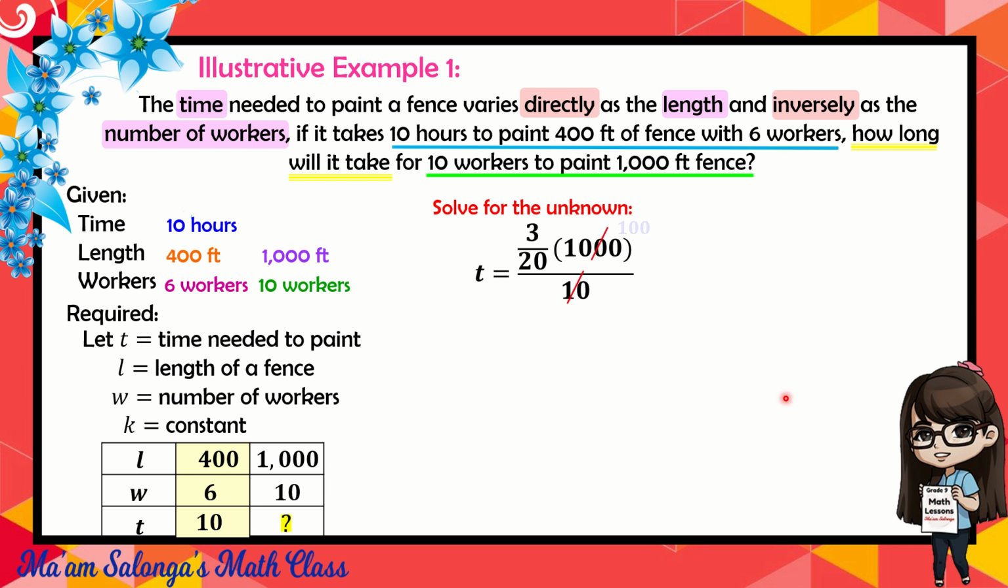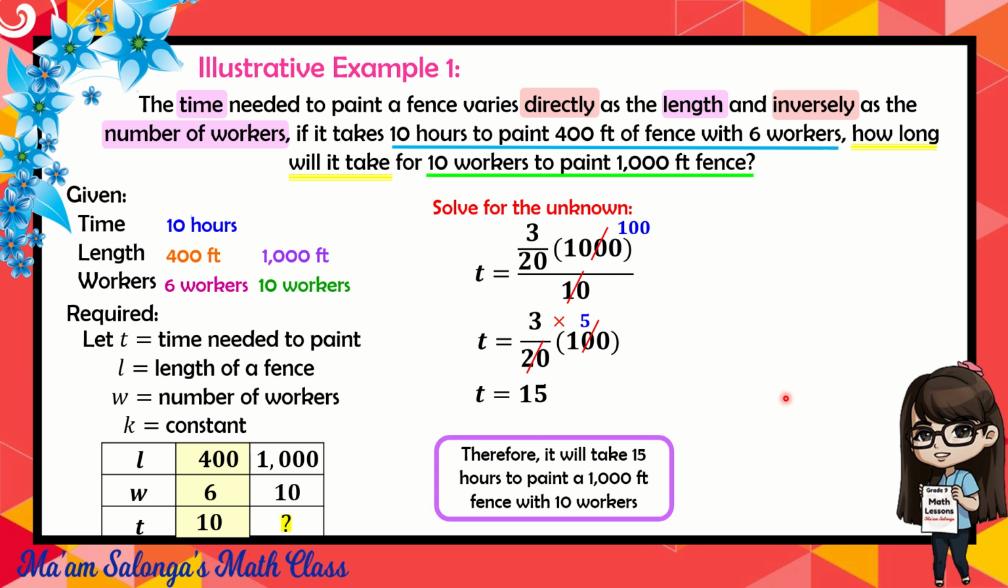1,000 divided by 10 is 100. So we will have T equals 3 over 20 times 100. Then 100 divided by 20 is 5, and 3 times 5 is 15. So therefore, it will take 15 hours to paint a 1,000 feet fence with 10 workers.